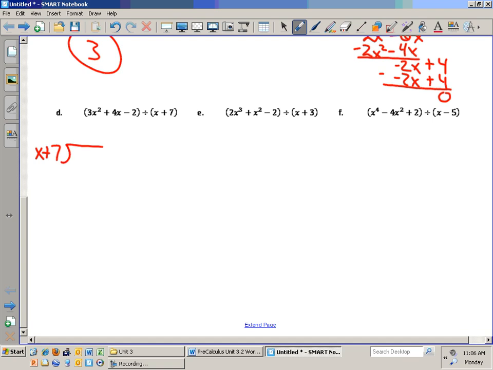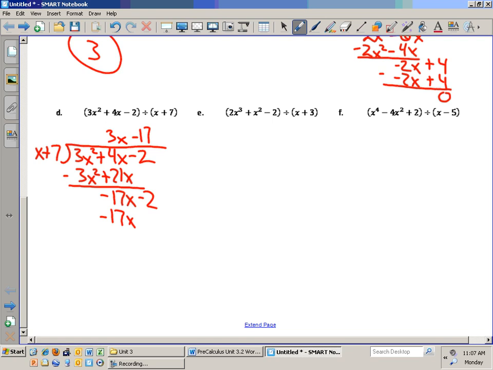X plus 7, 3x squared plus 4x minus 2. What do you multiply x by to get 3x squared? 3x. I'm left with 3x squared plus 21x. I subtract. Negative 17x. Drop down my minus 2. Multiply by negative 17. So negative 17x minus 119. If I subtract those, I get a positive 117.